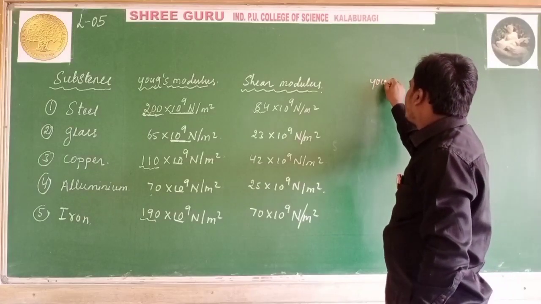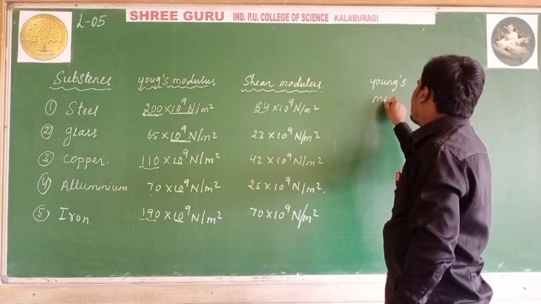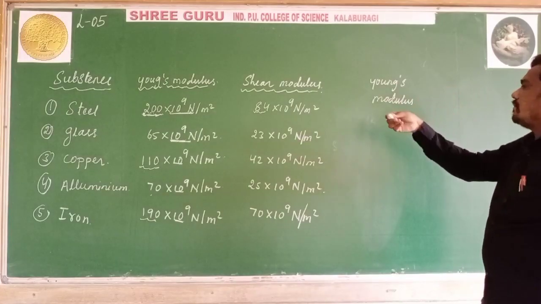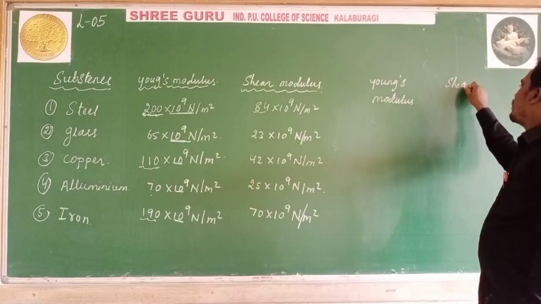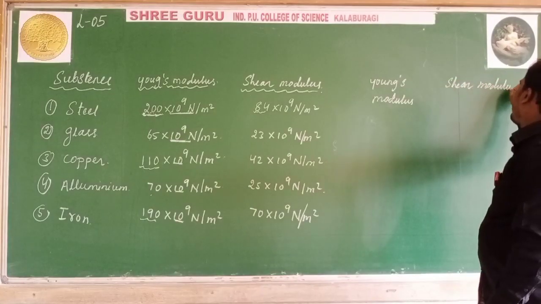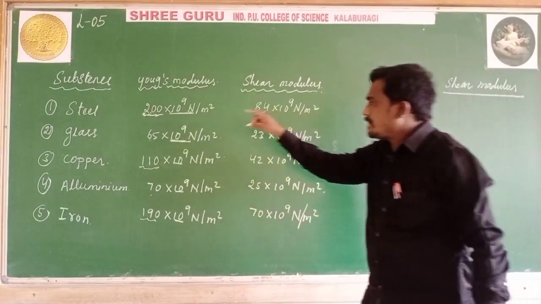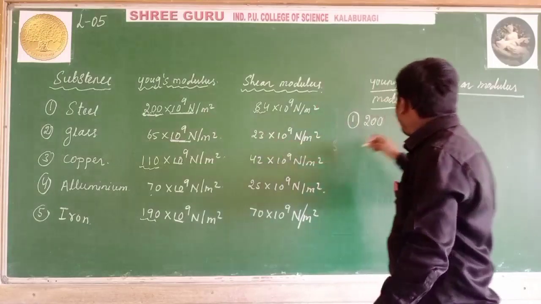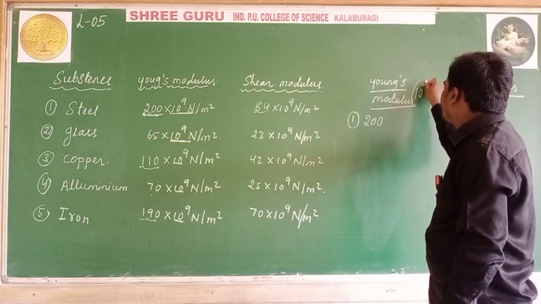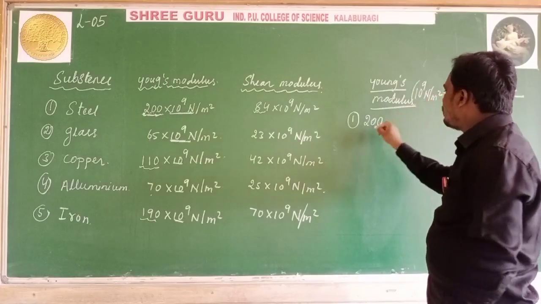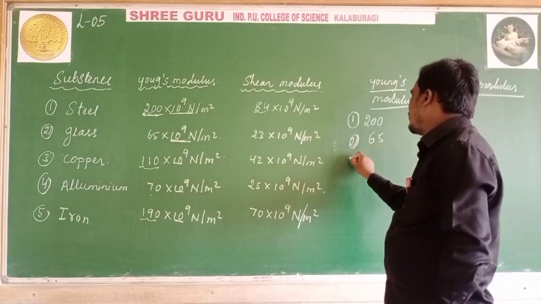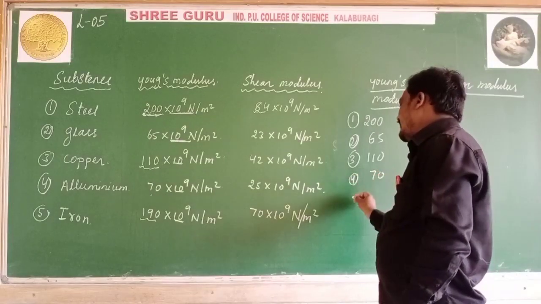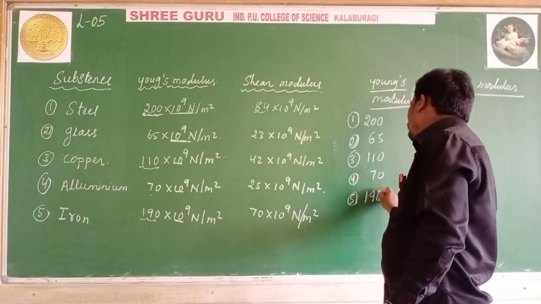Just keep in mind, for Young's modulus, many times they convert the powers into the form of numbers, that is shear modulus. Listen here, if I am considering steel, we can write like this, 200 into 10 to the power of 9, in the bracket 10 to the power of 9 Newton per meter square. Just remember 200, 65 and 110, and this is 70 and this is 190. Just remember the numbers only.